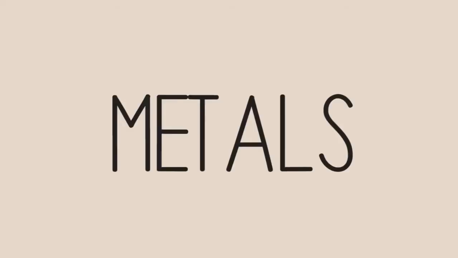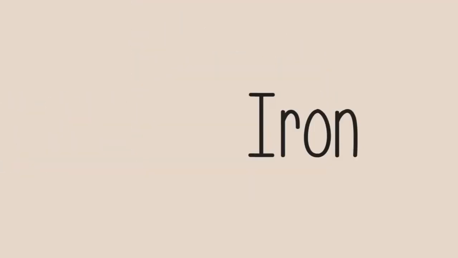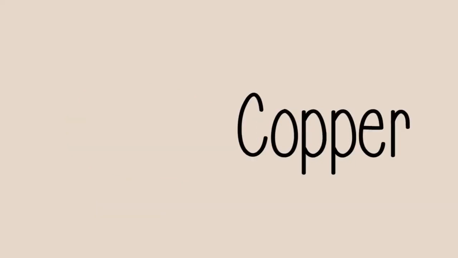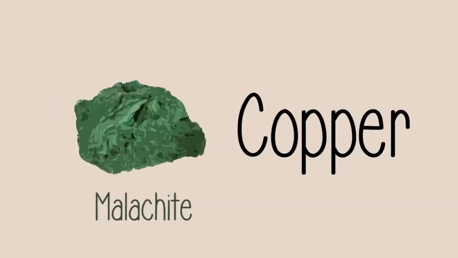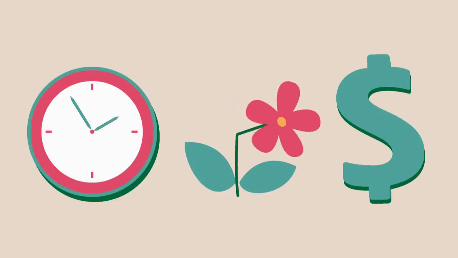Certain metals can be extracted from their ores. For example, iron is extracted from hematite in a blast furnace, and copper can be extracted from malachite. The process of extracting metals from their ores can be time-consuming, costly, and harmful to the environment.